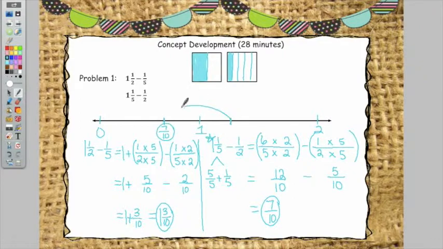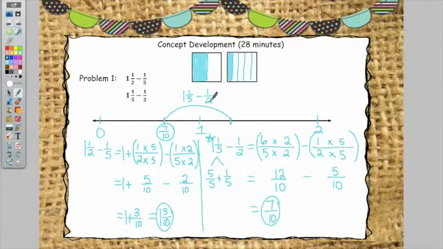Then you just hop from one tick mark to the next tick mark. What did I write a star by? 1 1/5. That's what I'm putting up there. That's pretty much it.